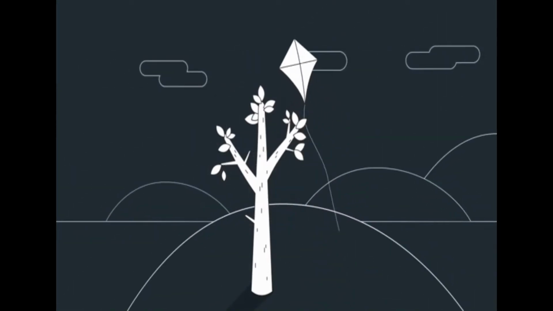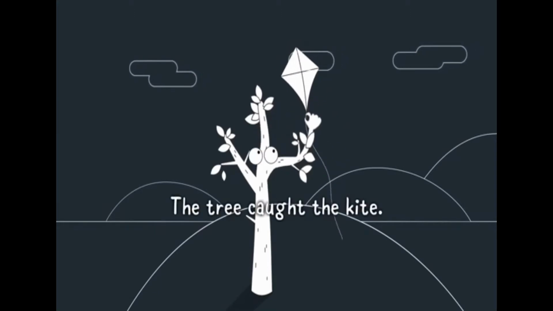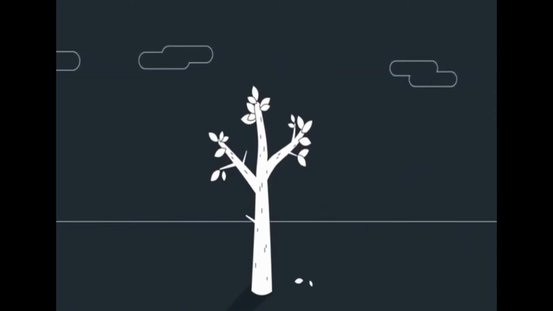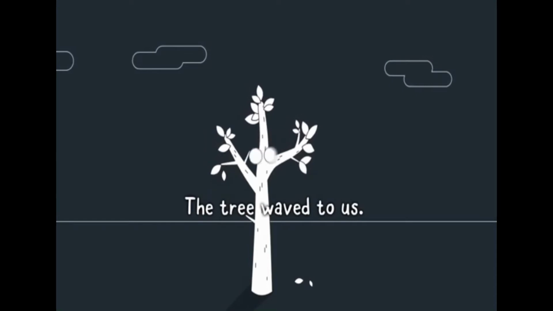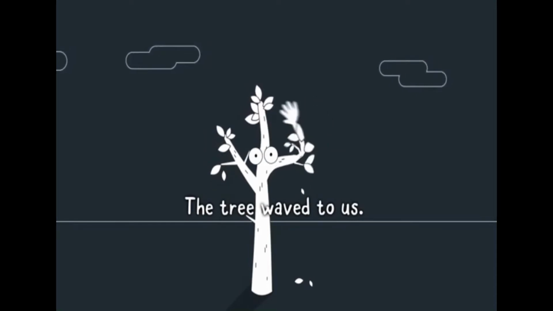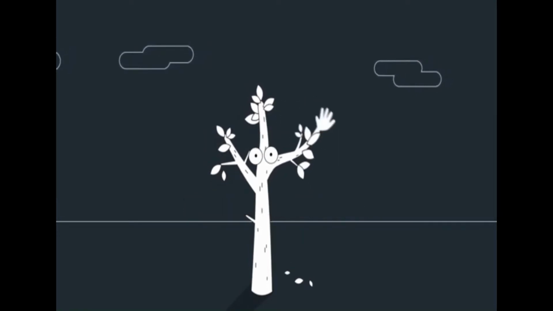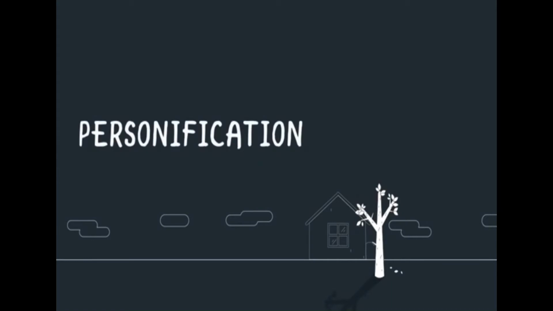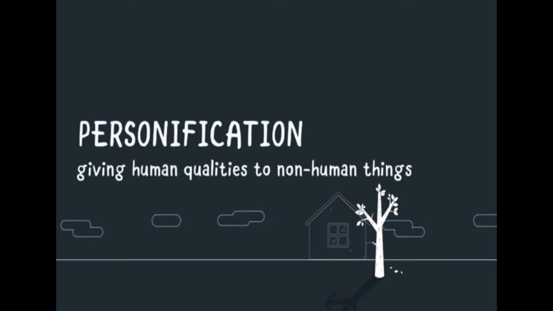What about when a kite gets stuck in the tree? The tree caught the kite. What about when the wind blows its branches? The tree waved to us. In each example, the tree acts like a person. This is personification. Personification gives human qualities to non-human things.